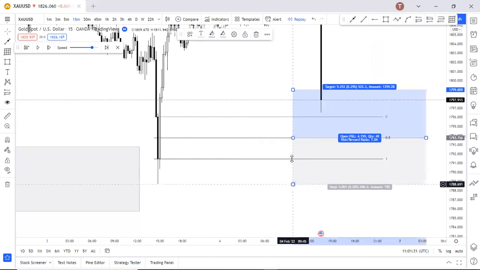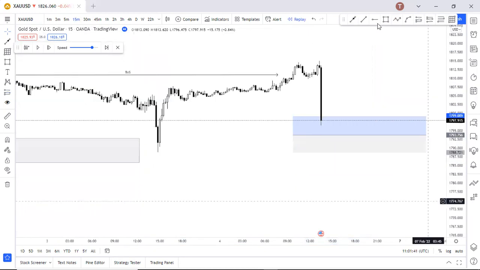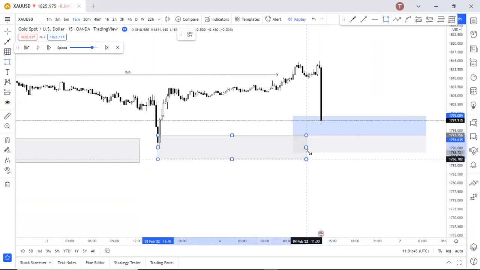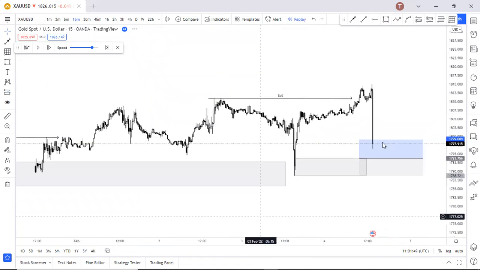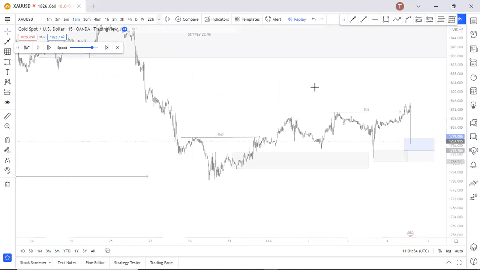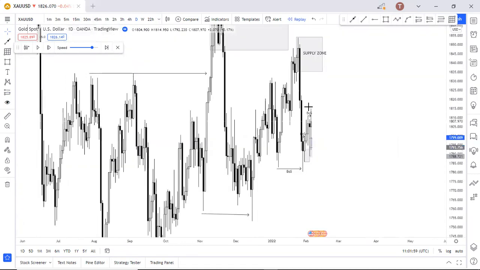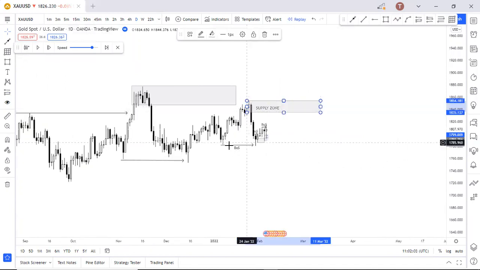I would have had my stop loss here, but I just wanted to be safe, so I had my stop loss at this low. I had my buy limits, and market tapped just perfectly into the zone. And my target was for the supply zone on the daily time frame that caused this break of structure.